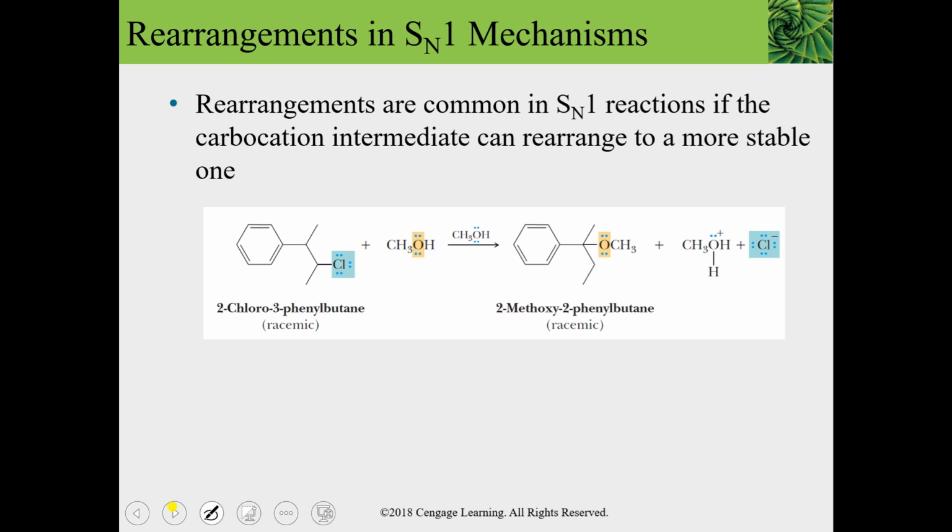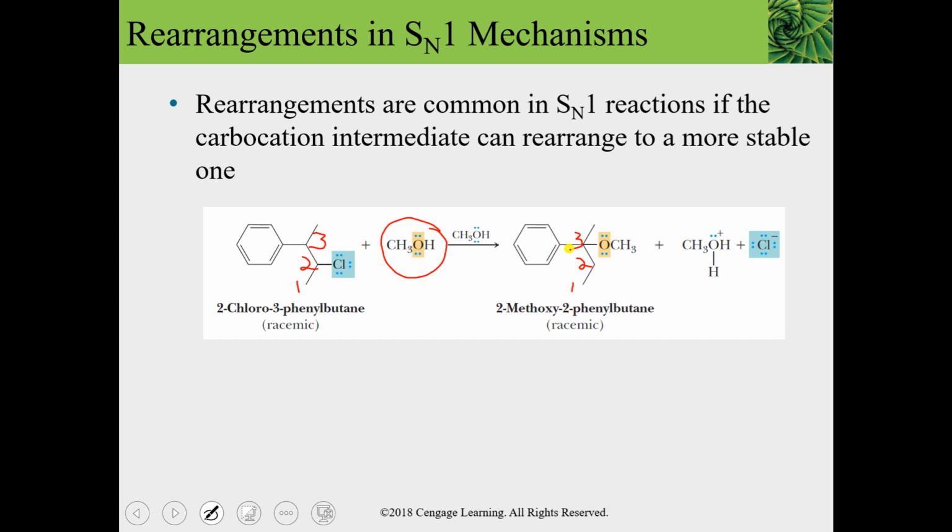So in SN1 reaction mechanisms, not only are rearrangements common, but they are necessary. So when I look at 2-chloro-3-phenylbutane here, and I see I got methanol as my nucleophile, what we're going to see is the methanol is actually going to attach, if I count them, 1, 2, 3, 1, 2, 3. It's actually going to attach to carbon 3 instead of what we would think would have been carbon 2, because chlorine there is going to be the leaving group to form a chloride ion.